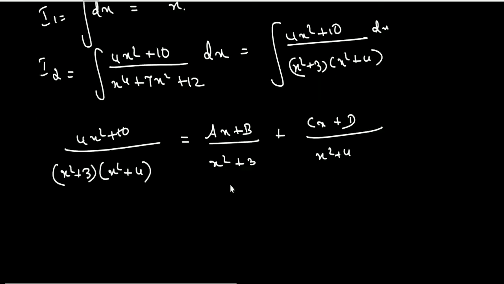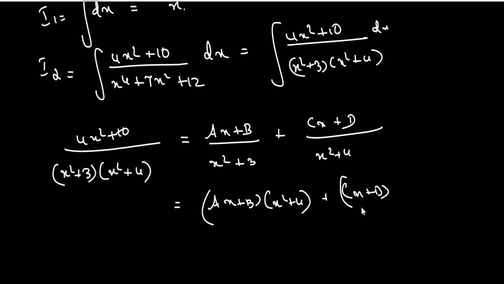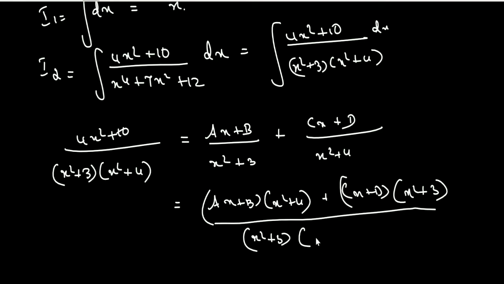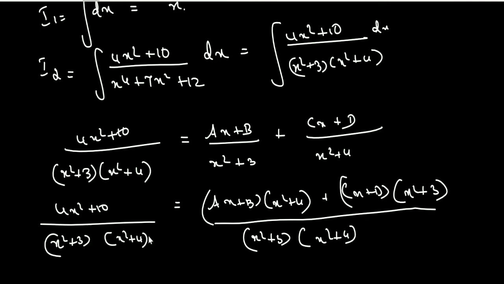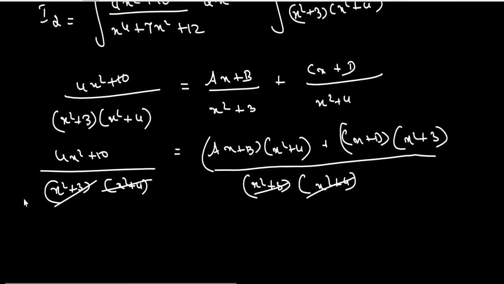Now you have to find a, b, c and d. So take the LCM. So (ax + b)(x² + 4) + (cx + d)(x² + 3), over (x² + 3)(x² + 4), and here (4x² + 10) over (x² + 3)(x² + 4). So we got it like this. Now find a, b, c and d.